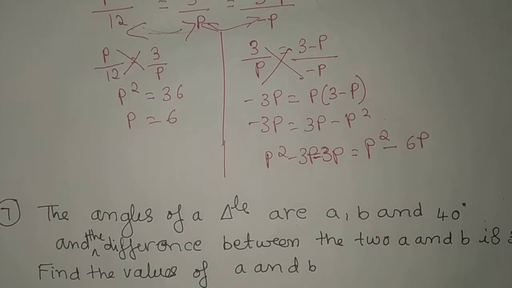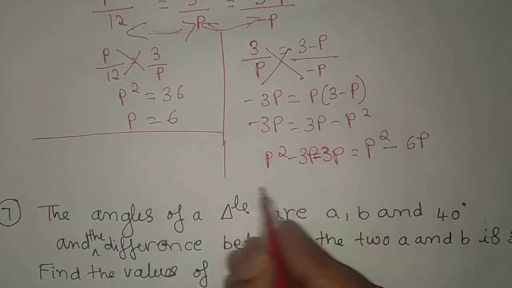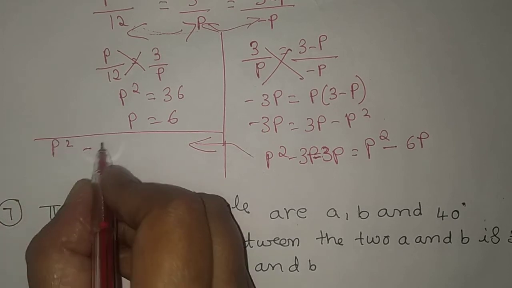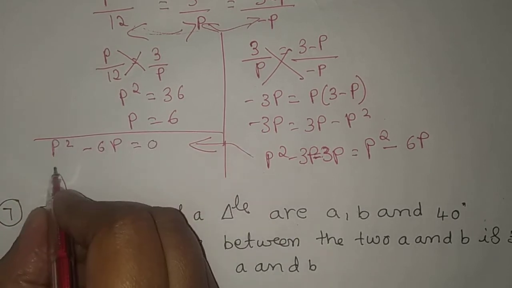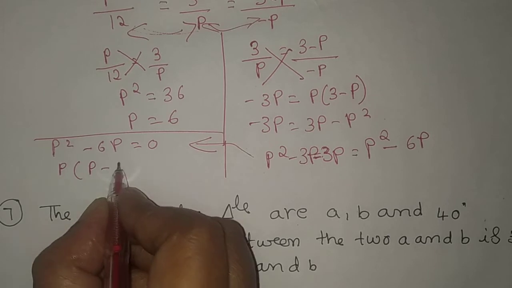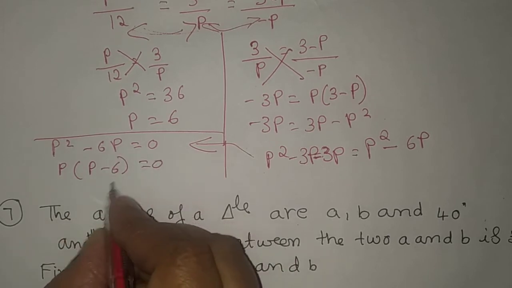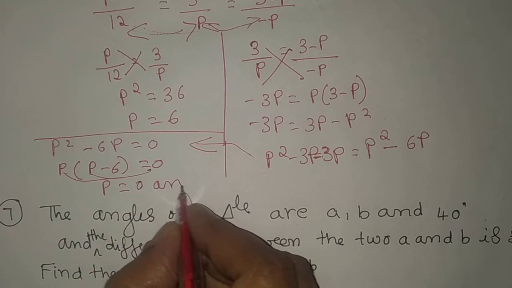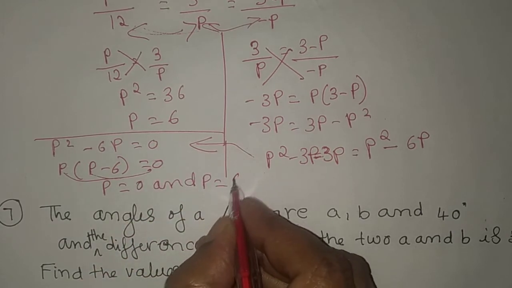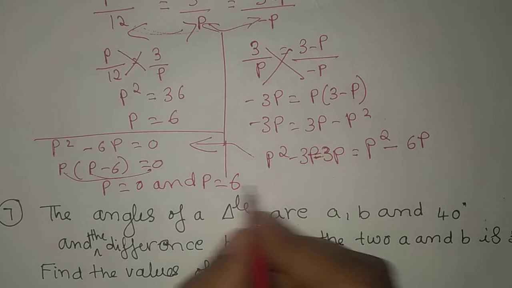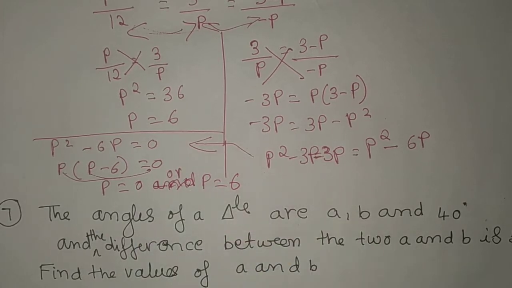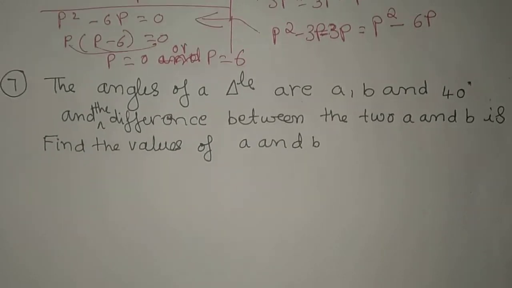So finally we have to solve P square minus 6P is equal to 0. Then take P common: P(P - 6) is equal to 0. Therefore P is equal to 0 and P is equal to 6. So this is the answer, and we have to write P is equal to 0 or P is equal to 6. This is the solution for the sixth one.